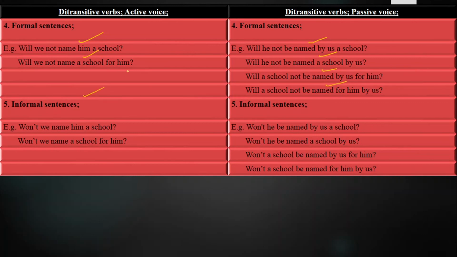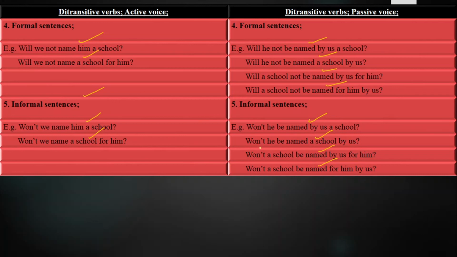Last we have the informal sentences, those sentences in which we ask a question, deny this statement, and we ask them in an informal way are called informal sentences. Won't we name him a school? Won't we name a school for him? Won't he be named by us a school? Won't he be named a school by us? Won't a school be named by us for him? Won't a school be named for him by us?